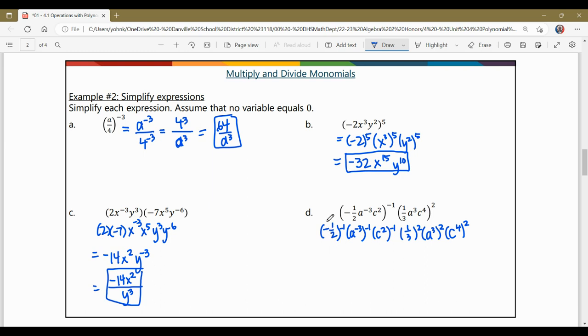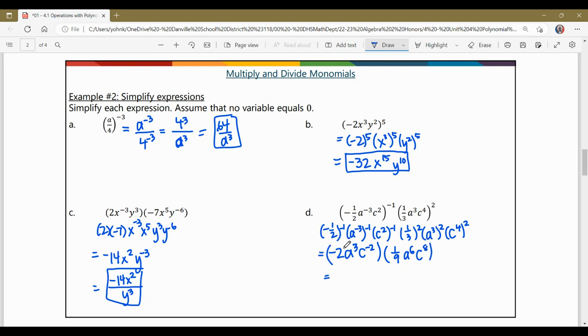Okay, so -1/2 to the -1st power is -2. A to the, when I have a power to a power, I multiply and get 3. C, power to a power, I multiply to get -2. That's the first group. Then I have 1/3 squared, I get 1/9. A to the 3 times 2 is 6. C to the 4 times 2 is 8.